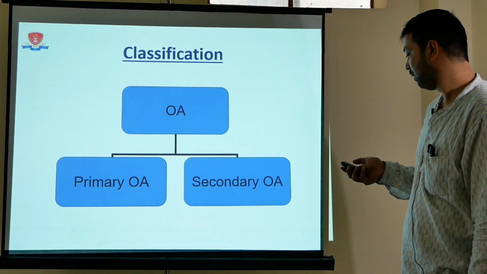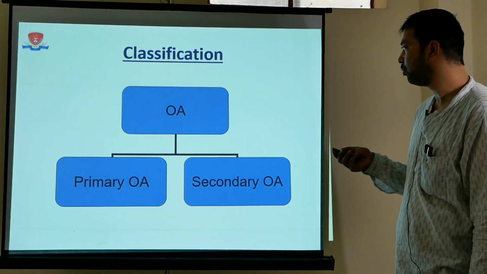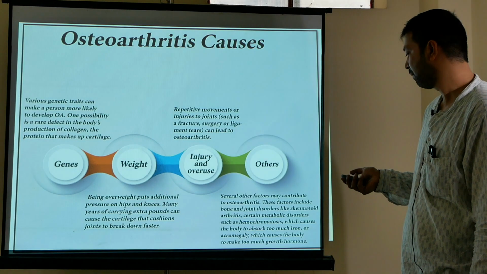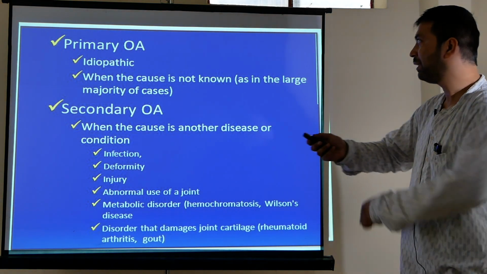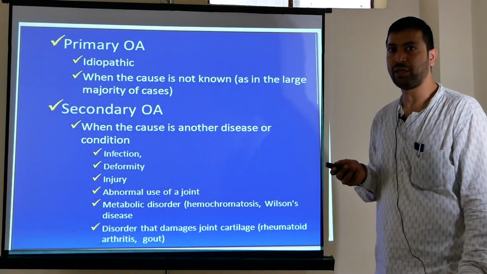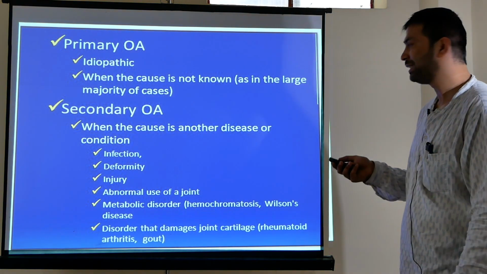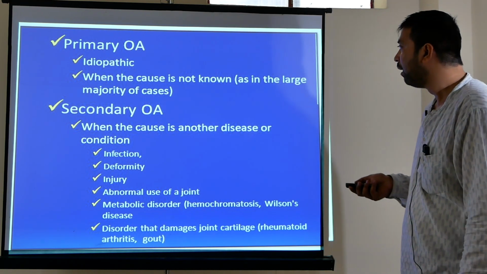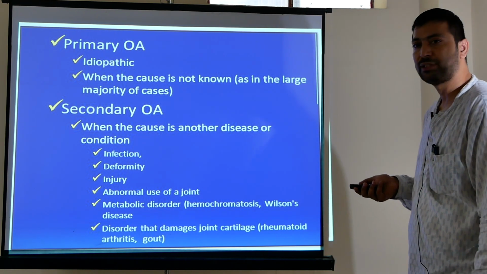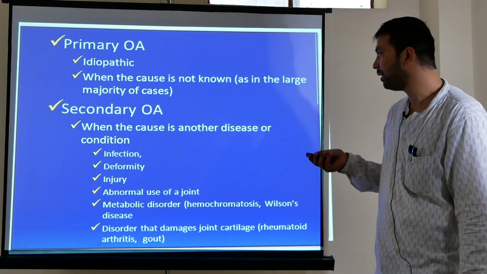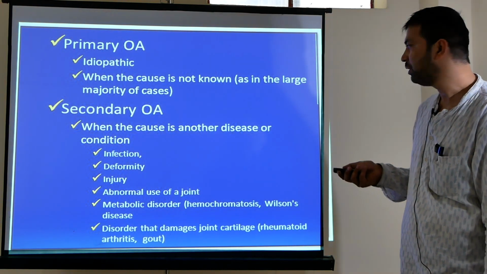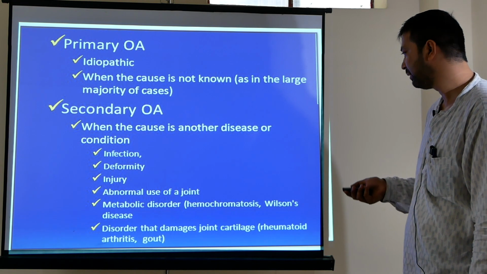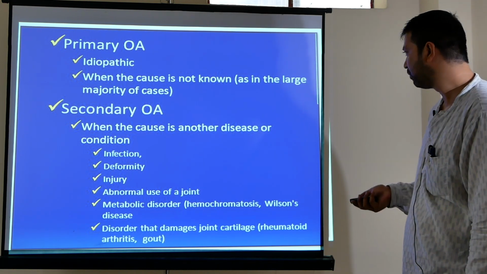First of all, we have to classify osteoarthritis into 2 basic categories: primary osteoarthritis and secondary osteoarthritis. Primary osteoarthritis is idiopathic because the etiology is unknown. There are no known causes in primary osteoarthritis. Second is secondary osteoarthritis, when the cause is another disease or condition. It develops secondary to other conditions like infection, deformity, injury, abnormal use of the joint, metabolic disorder, or disorders that damage the joint cartilage, just like rheumatoid arthritis or gout.